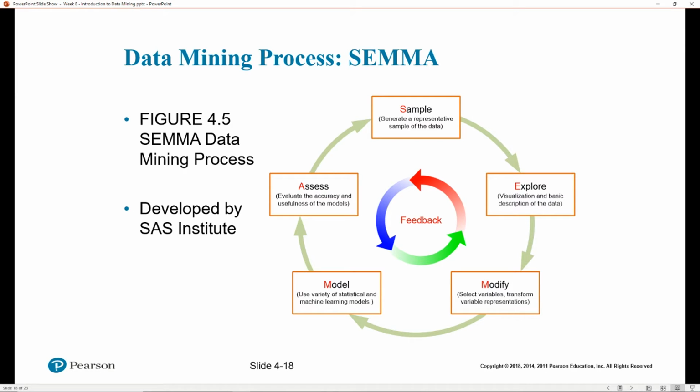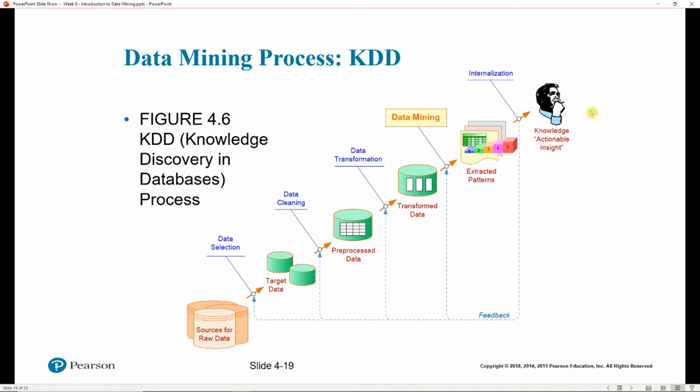And again, you see these arrows that each step informs the previous step. So you have this constant feedback loop, and that it is an iterative process until you decide that you've found what you're looking for. Finally, we have the formalization that is known as the Knowledge Discovery in Databases process, or KDD. You start with your raw data and first select your target data. So pull the data that you're actually interested in mining. The data will need to be cleaned typically if it's coming from a raw source.